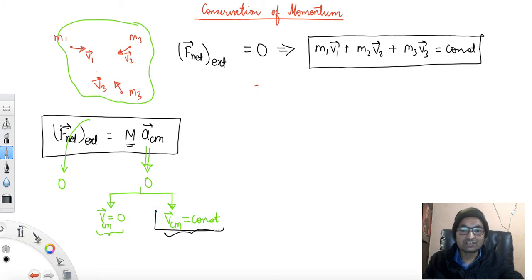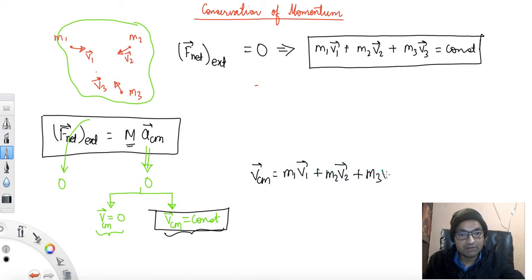Now, the second case forms the basis of the conservation of momentum principle. How? We know that the velocity of the center of mass can be written in relation with the velocities of individual particles as V_CM vector is equal to m1 v1 plus m2 v2 plus m3 v3 vector over the total mass of the system, which is m1 plus m2 plus m3.